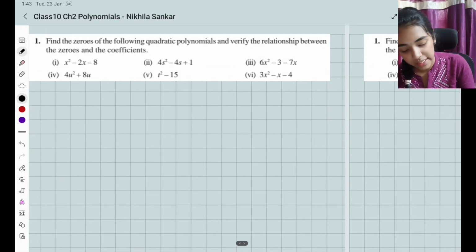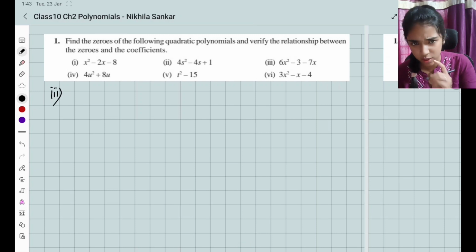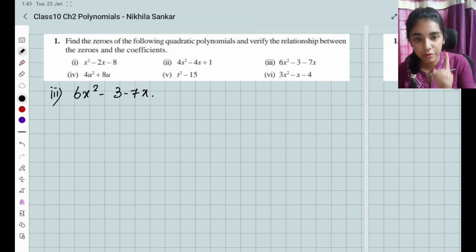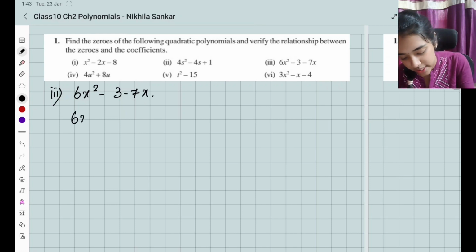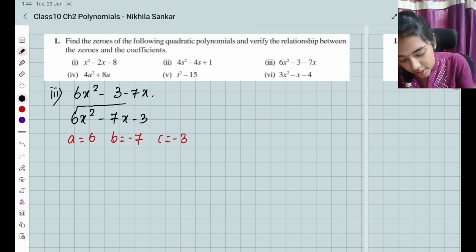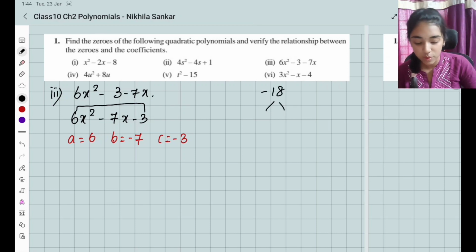Now question number 3. These are very simple questions. Just do the splitting of the middle term correctly and find the zeros. Okay, so you have 6x square minus 3 minus 7x. First we have to write it in the general form. So 6x square minus 7x minus 3. This is our general form, so write it this way. So you have a equals 6, b equals minus 7 and c equals minus 3. Now what should our product be? It has to be 6 into minus 3. So minus 18 is the product and the sum has to be minus 7.